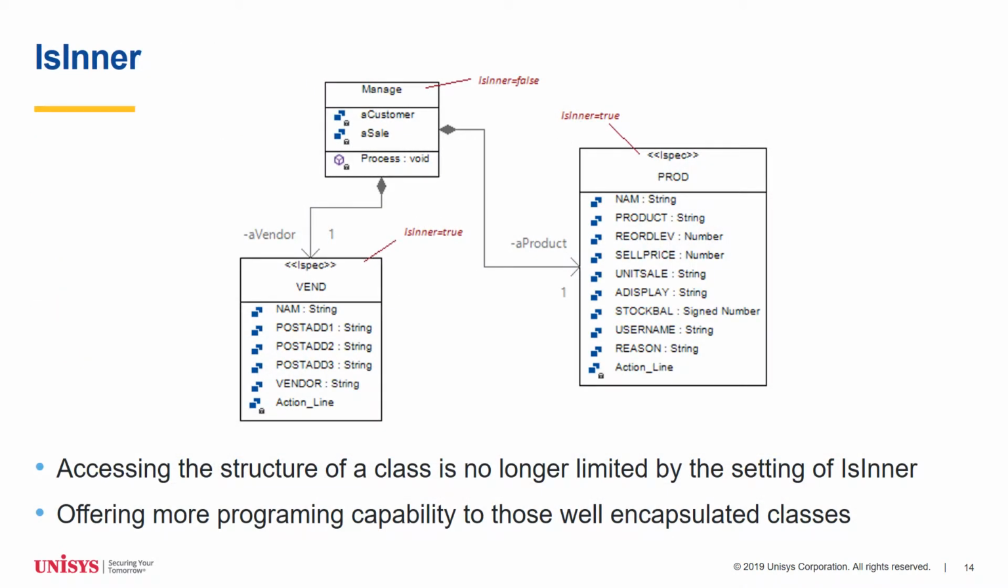For the advanced developer, defining a well-encapsulated class could not be easier than in Agile Business Suite 7.0. The isInner rule has been enhanced to allow a non-inner class to instantiate and access the structure of inner classes.